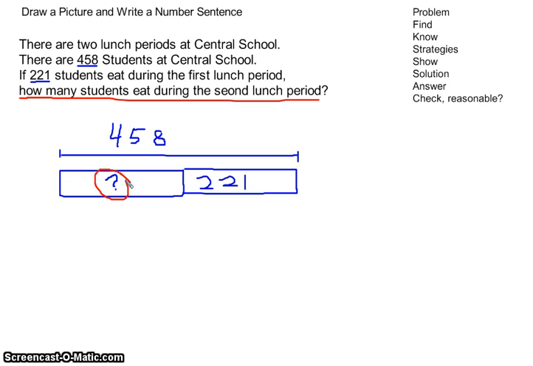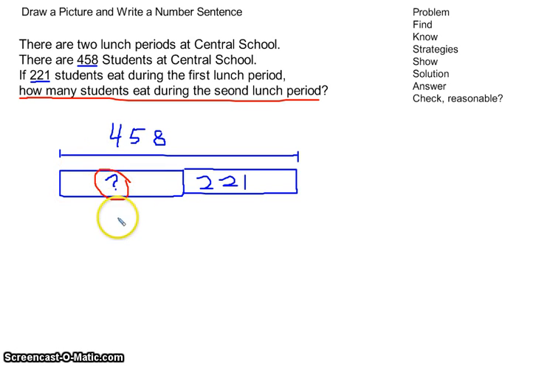And you can see I just drew a picture. It doesn't seem like that elaborate of a picture. I didn't actually draw all the students. I had this line and said, well, we're going to pretend this line is all the students. Here's the group that eats at the first lunch period, and here's the group that eats at the second. Well, how do I figure that out? How do I solve this now?